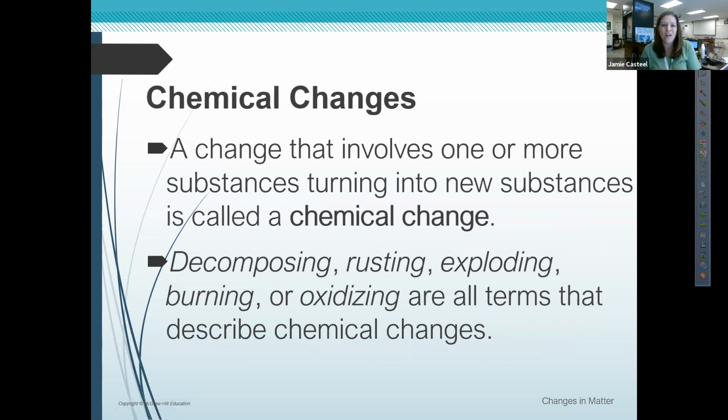So with physical, all I had to do was heat it up or cool it down, and it's still that substance. For chemical, if I change that organization completely where new stuff is attached to new stuff, I'm not getting it back. So when we talk about decomposition or rusting, that's oxidation. You write down oxidation for rusting. Exploding, burning, or combusting, those are all terms that describe chemical changes. If I also say something reacts with something, that's a chemical change occurring and a chemical property that it can.